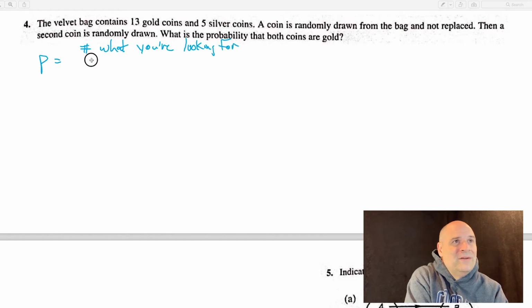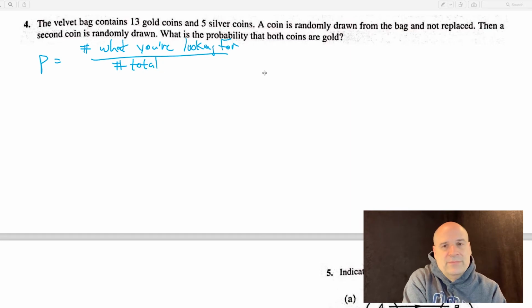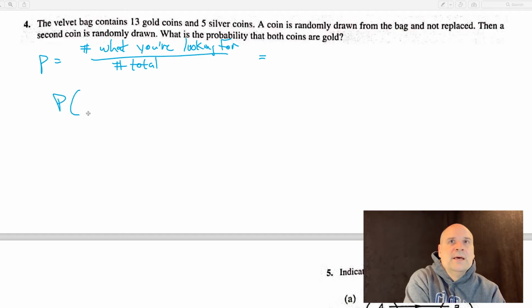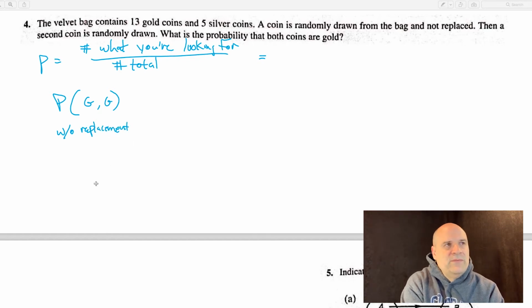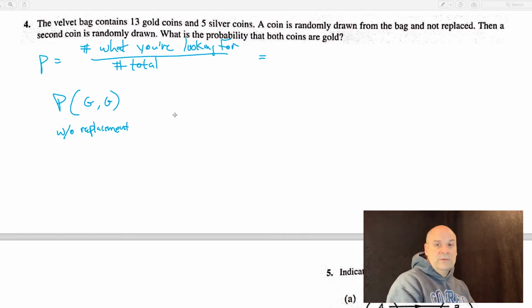That's the total number of options. Okay, let's see. We are looking for both gold coins, a G, then a G. And this is without replacement, so the second draw is going to be different. You're going to have fewer coins in the bag and one less gold coin.